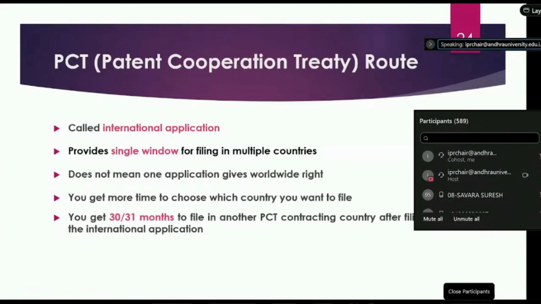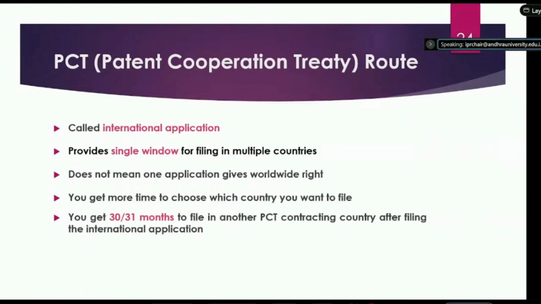In PCT, in the first application you file, they have the country option. You can just tick it. So in those countries, your priority date will be saved based on your PCT application. That way, PCT is saving a lot of time. You get more time to choose which country you want to file, and you get 30 to 31 months to file in another PCT contracting country after filing the international application. So basically, you get 18 more months from the 12 months that you used to get in your convention route. So PCT will buy you a whole lot of time, but PCT is costlier than convention.